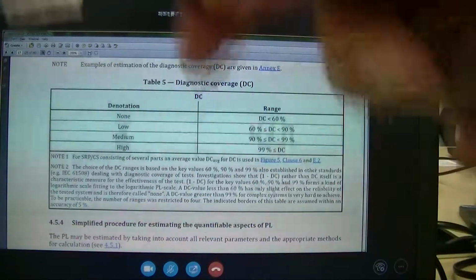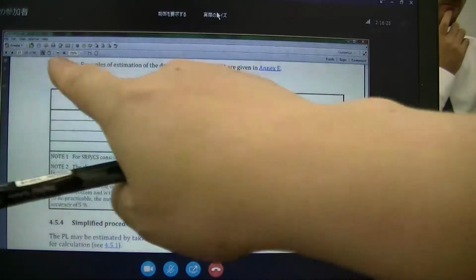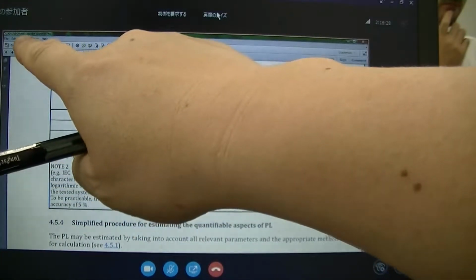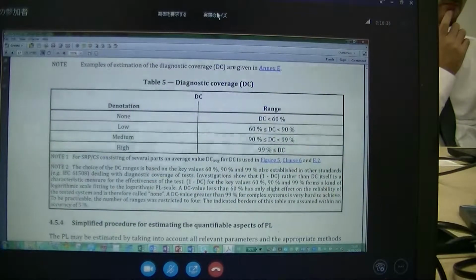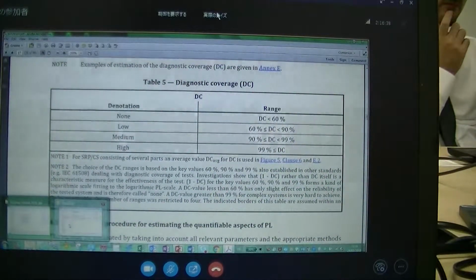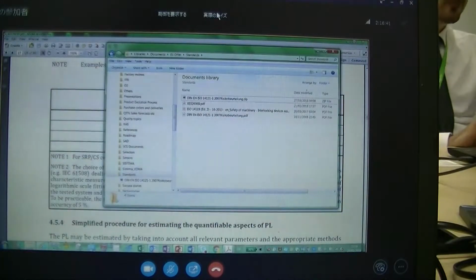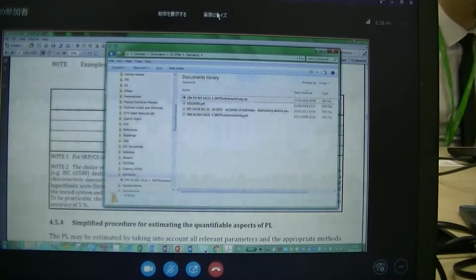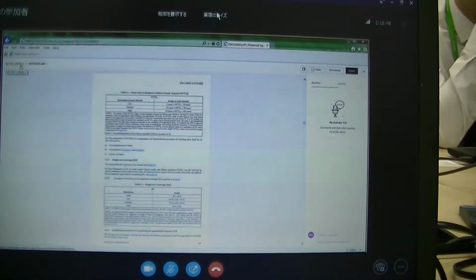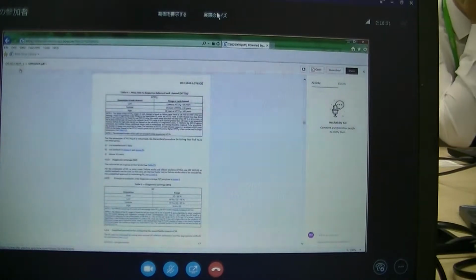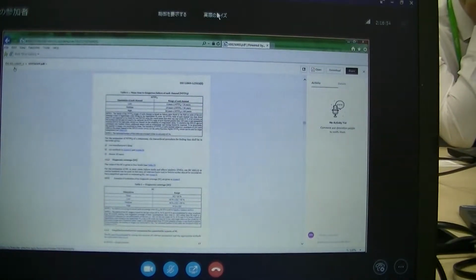I'm sorry. What is this PDF? What is this? This is kind of standard. Manual standard. This is standard EN ISO 13849-1. Okay, thank you.